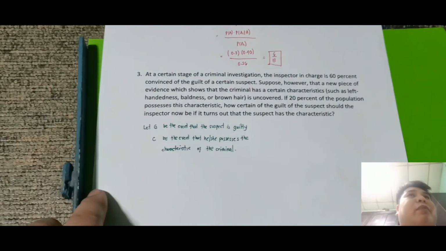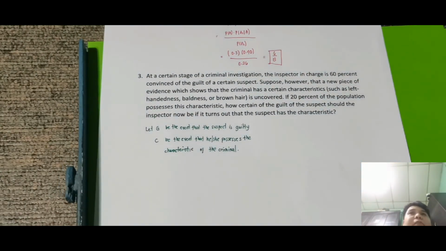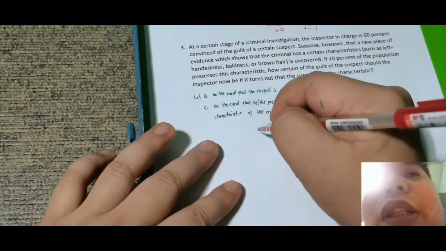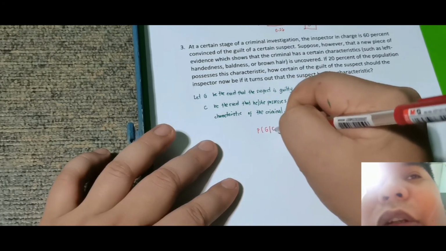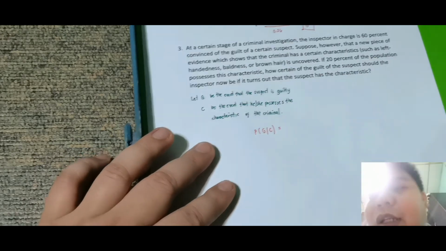Okay? So now, ito ay merong halong conditioning at the same time conditional probability. Kasi ang desired natin kailangan kunin is how certain of the guilt of the suspect should be the inspector now if it turns out that the suspect has the characteristic. Ano yung probability na siya ay guilty given na may characteristic na siya na pagiging criminal? Okay, ito yung tanong.